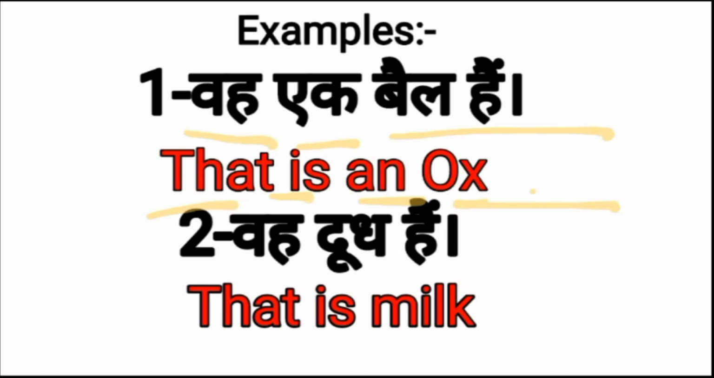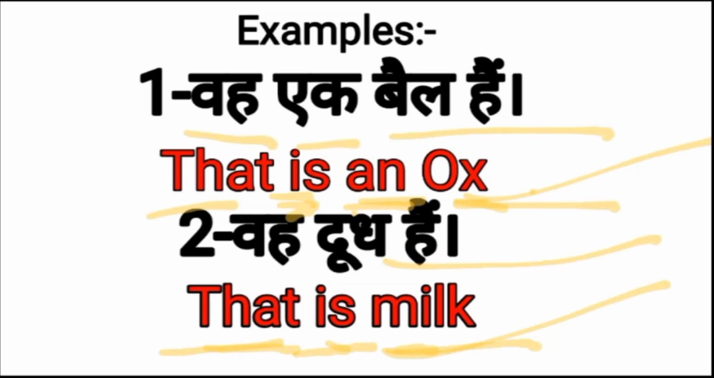T-H-A-T. That is, I-S, is an ox. O-X. That is an ox. वह दूध है. That is milk. T-H-A-T. That is, I-S, is milk. M-I-L-K. Milk. That is milk.